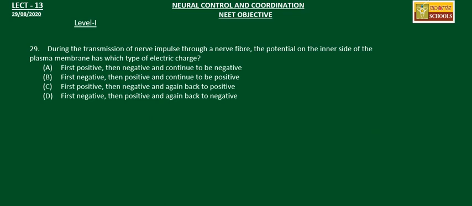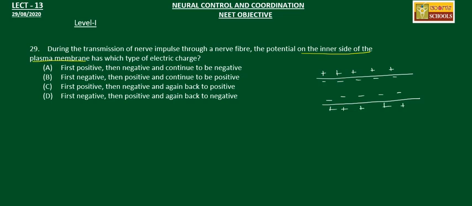So the next question: during the transmission of a nerve impulse through a nerve fiber, the potential on the inner side of the plasma membrane has which type of electric charge? Let's see here. This is the axon. We know the axolemma has a positive charge on its outer side and a negative charge on its inner side. He's asking about the inner side of the plasma membrane, so the negative charge is present on the inner side and the positive charge on the outer side.